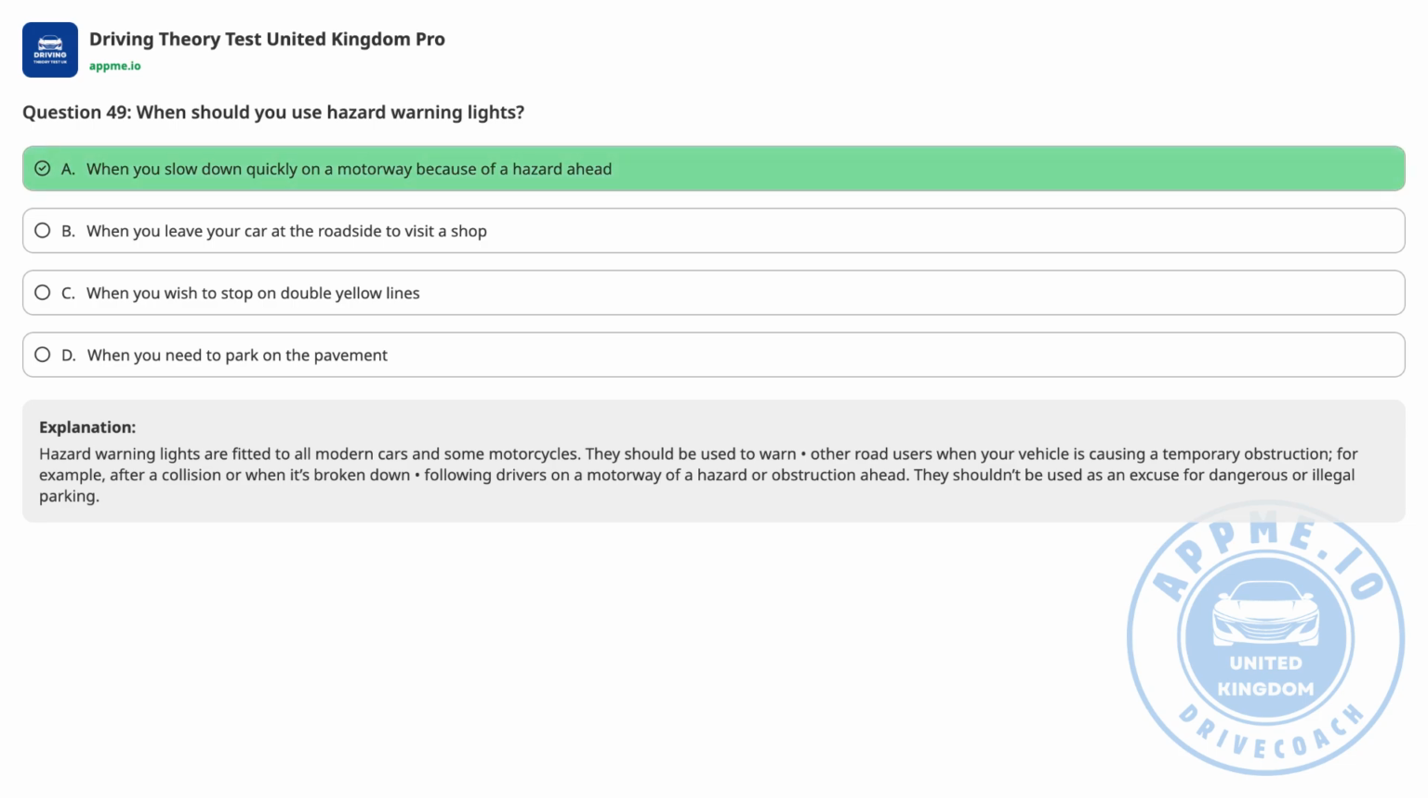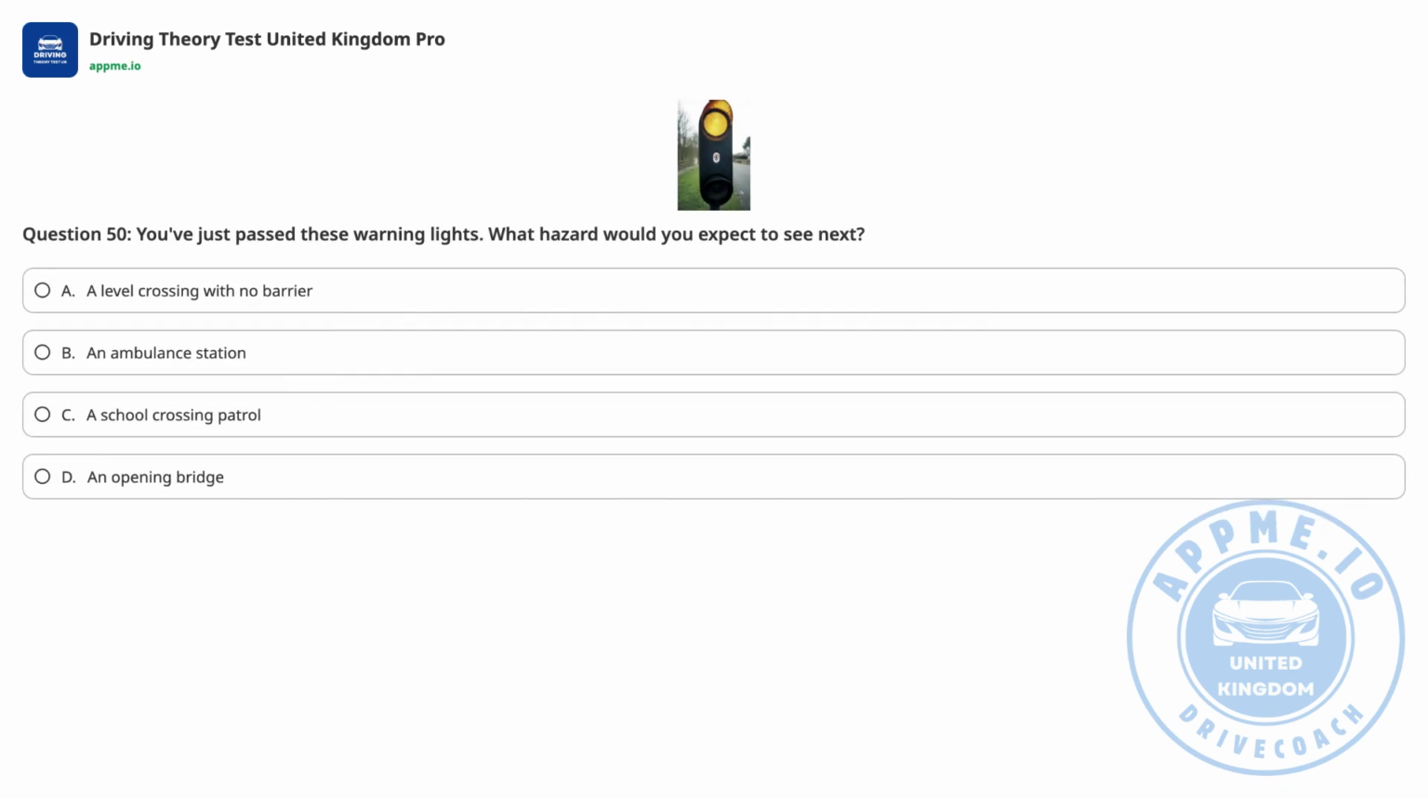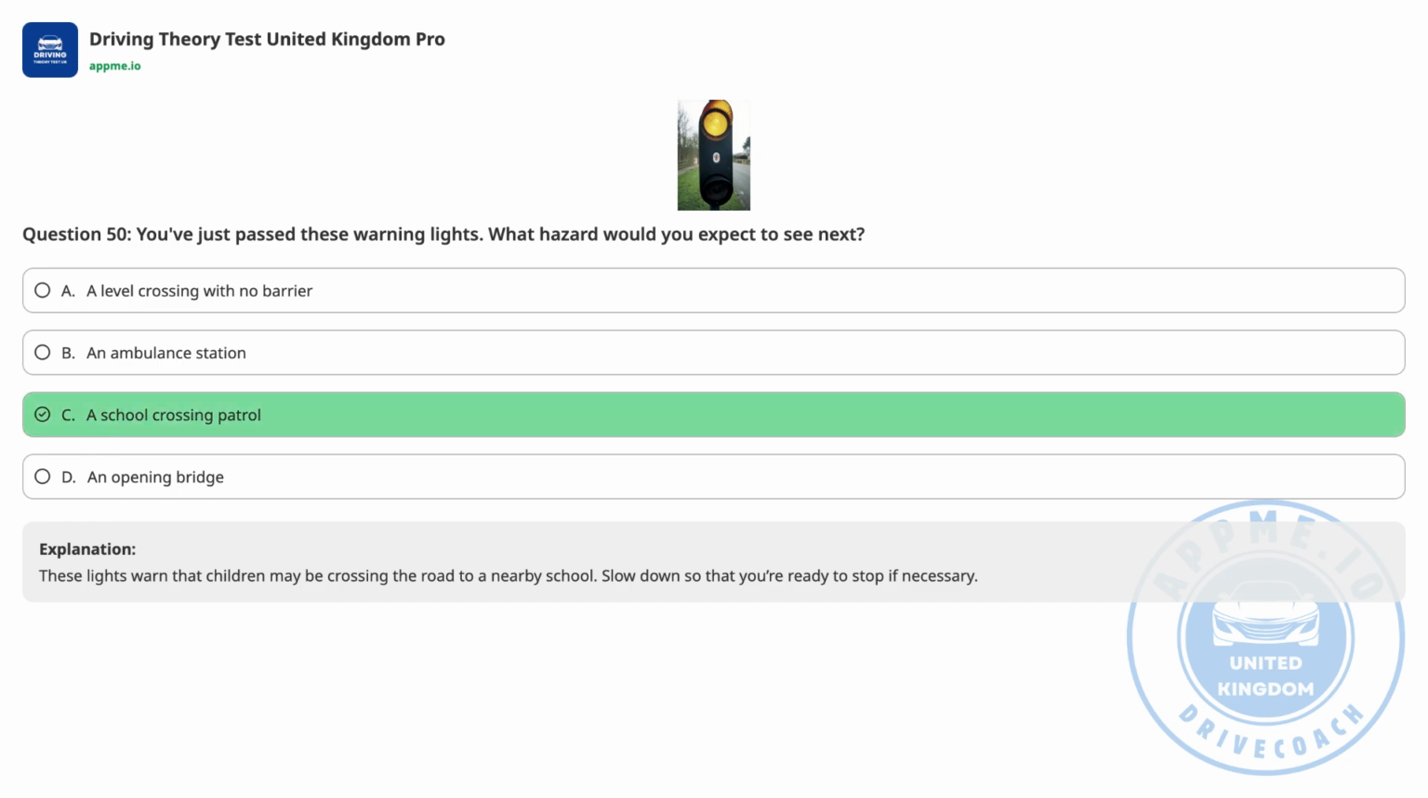The correct answer is A. Question 50. You've just passed these warning lights. What hazard would you expect to see next? A. A level crossing with no barrier. B. An ambulance station. C. A school crossing patrol. D. An opening bridge. The correct answer is C.